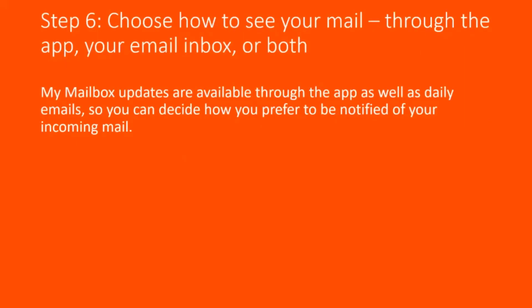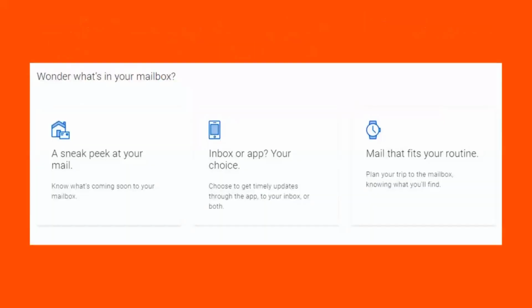Step 6, choose how to see your mail through the app, your email inbox, or both. My Mailbox updates are available through the app as well as daily emails, so you can decide how you prefer to be notified of your incoming mail. Wonder what's in your mailbox? A sneak peek at your mail, inbox, or app, and mail that fits your routine.